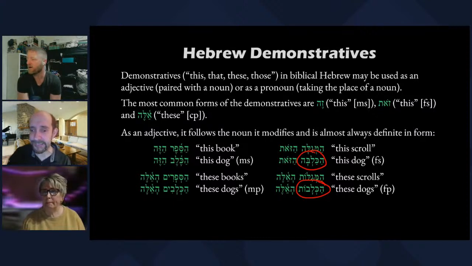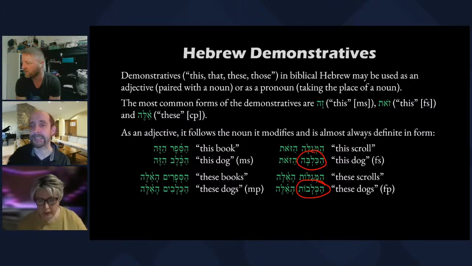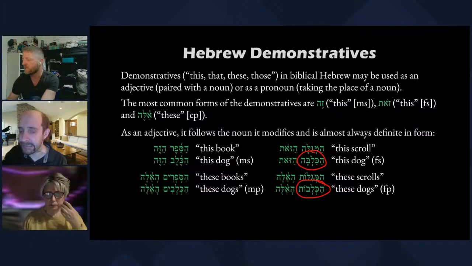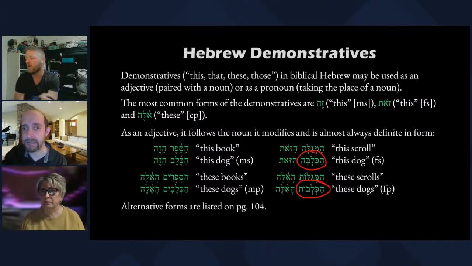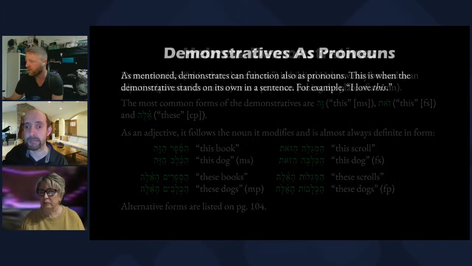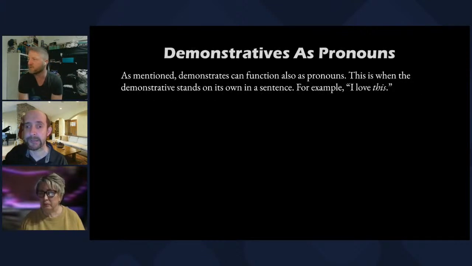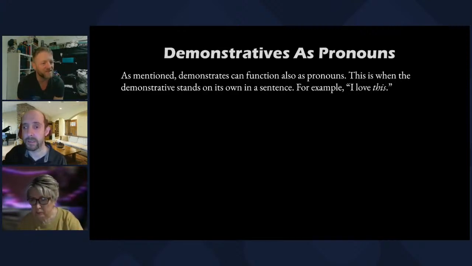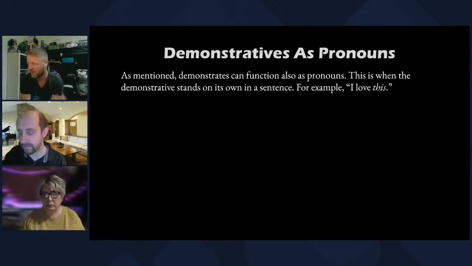It was very loud. Haklavot ha'ele. These female dogs, okay? And there are alternative forms, as I mentioned, and they're listed on page 104 in the book. We're not going to go over them, I think. I don't remember if I brought them up. As mentioned, demonstratives can function as pronouns, and this is when the demonstrative stands on its own in a sentence. For example, I love this. What is this? This can be anything, right? So it's standing for something, like I love him or I love her stands for a person.